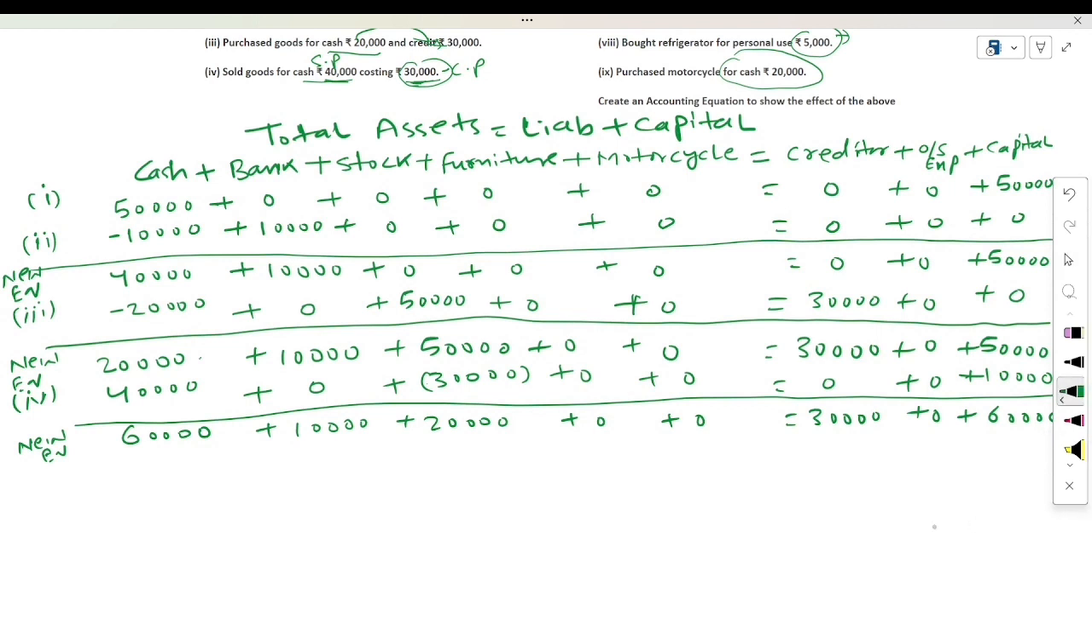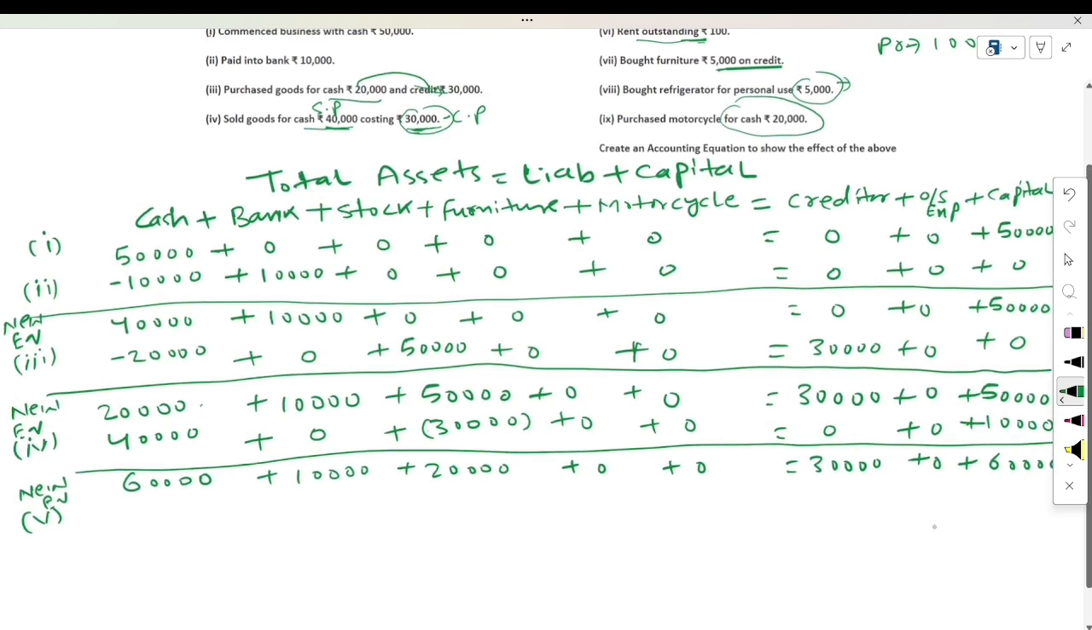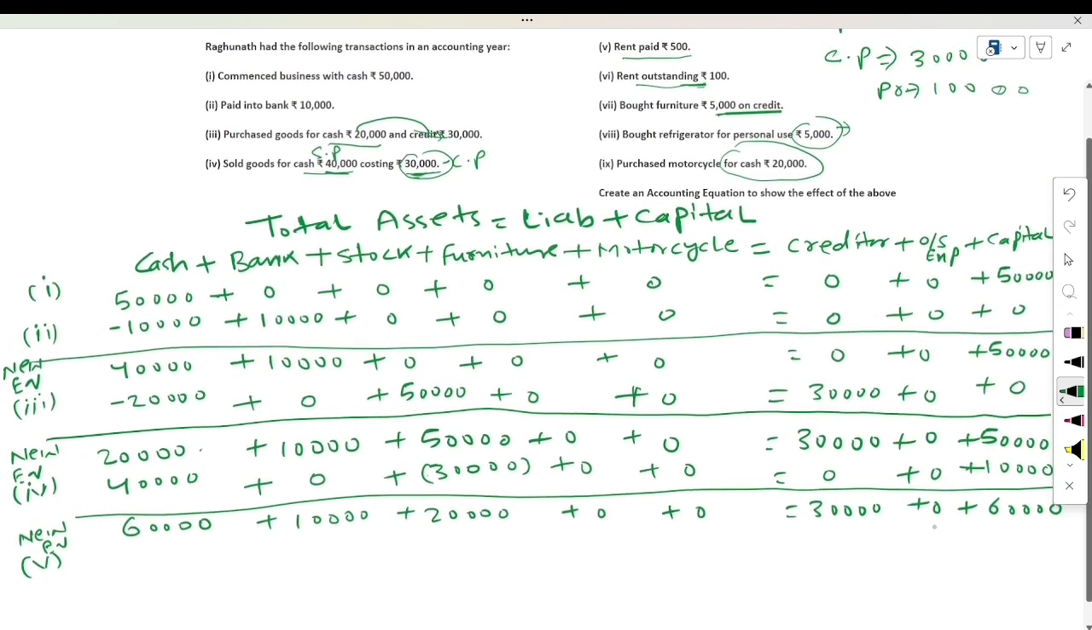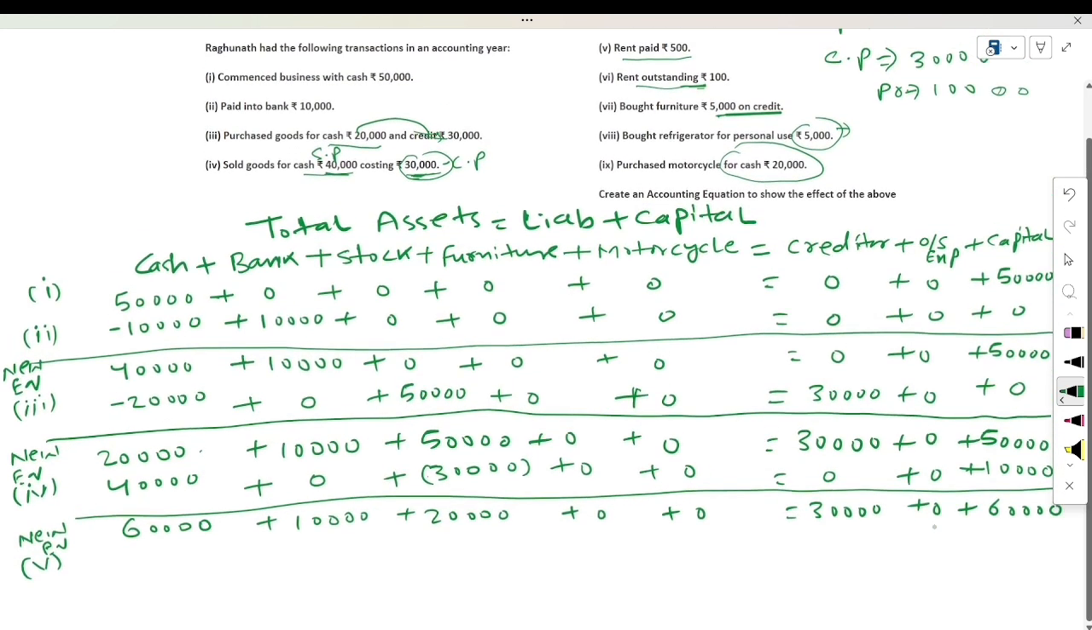Now come to transaction number 5. What is transaction number 5? Transaction number 5 is here. Rent paid, how much? 500. Rent paid 500. It means you will pay the rent from cash. Your cash balance will be reduced by 500.